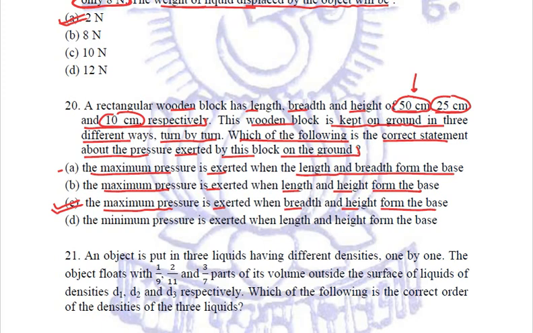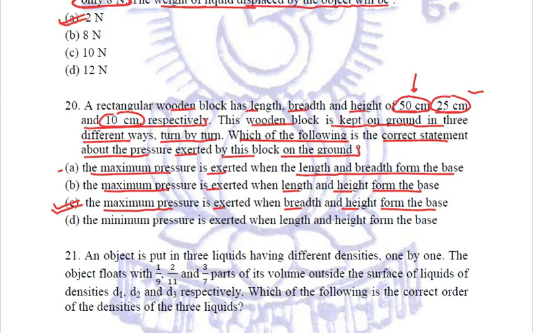Why? Because out of these length, breadth and height, if we multiply the breadth and height, breadth is 25, height is 10, the area comes out to be 250, which is the minimum possible value. And since pressure is inversely proportional to area, if the area is minimum, obviously the pressure will be maximum. So C is the right option.